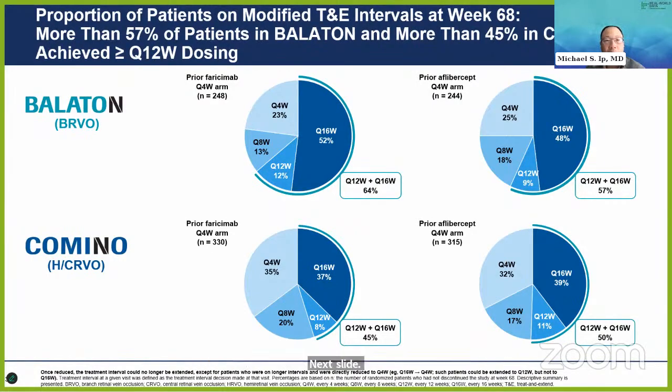And this slide shows that the portion of patients on this modified treat and extend interval all the way out to week 68 showed that more than 57% of patients in the Balaton and more than 45% in Camino achieved an at least Q12 week dosing interval, showing that there is good durability of faricimab in this condition, both BRVO and CRVO. Next slide, please.